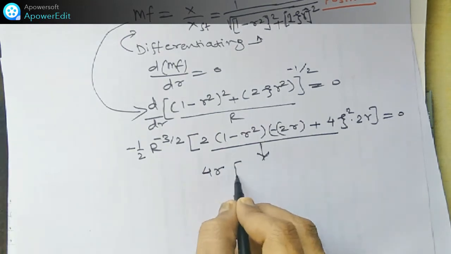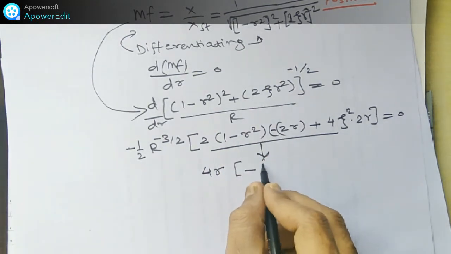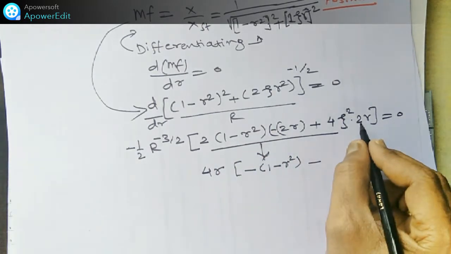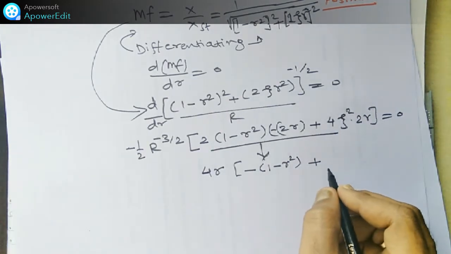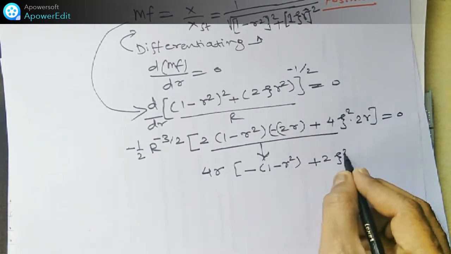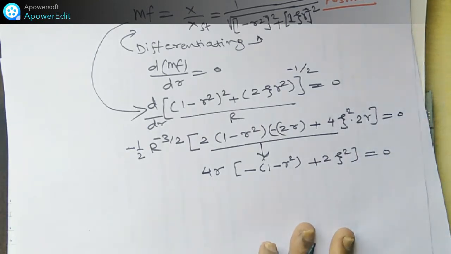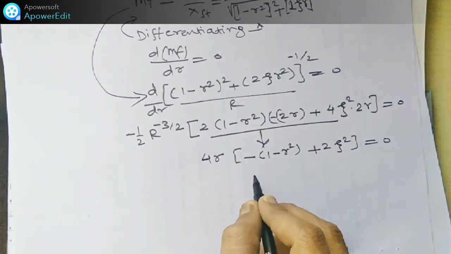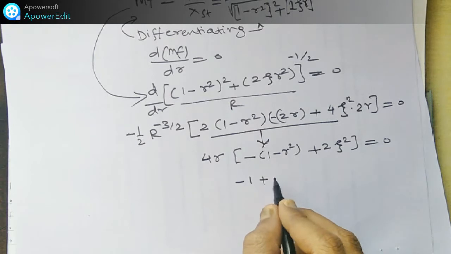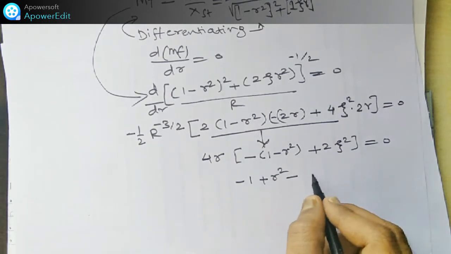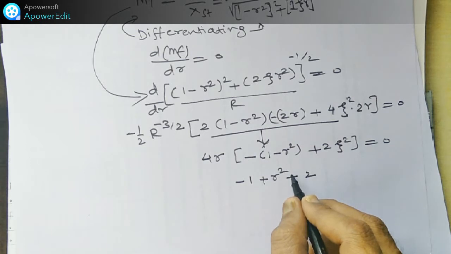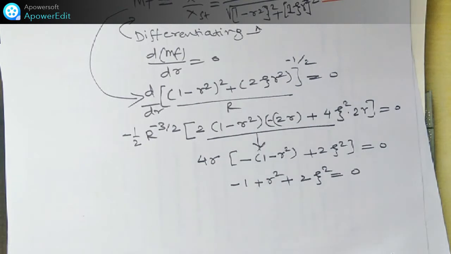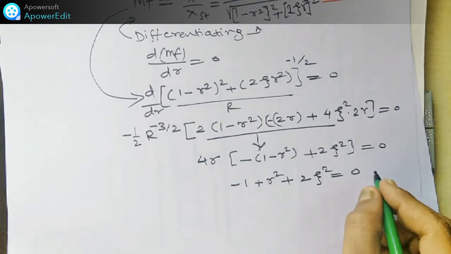4r minus this minus sign with this bracket is remaining 1 minus r square, plus here 2 into zeta square is remaining. This is equal to 0. So what will happen here again? This 4r becomes again 0. Remaining is this minus 1 plus r square minus twice, here is the plus, not minus, zeta square is equal to 0. If I write the equation here as E.